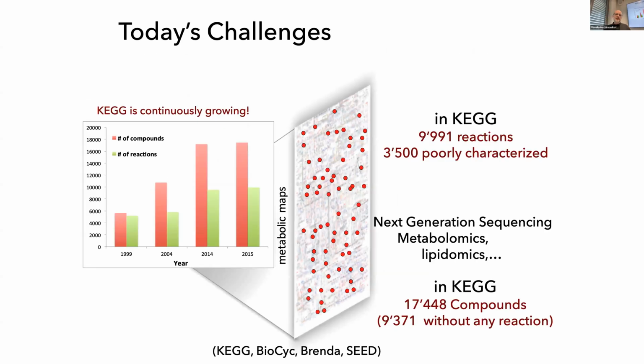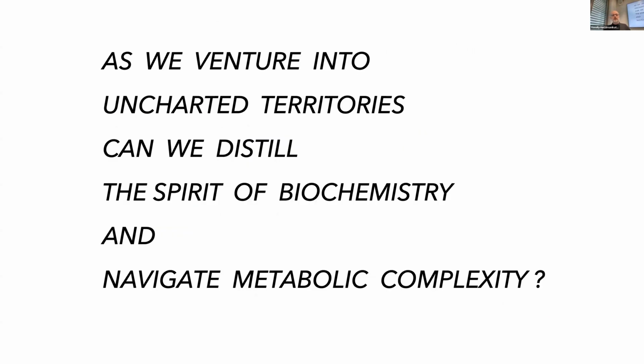But what are today's challenges? I think it can be summarized in this graph, where you can see how the information in databases has evolved over the years. We continuously see an increase of reactions and an increase in compounds for which we don't know the reactions they participate in. And for the reactions, sometimes we don't even know the gene sequences they are encoded by. So the question here is, as we venture into these uncharted territories, how can we distill the spirit of biochemistry and try to navigate this complexity?